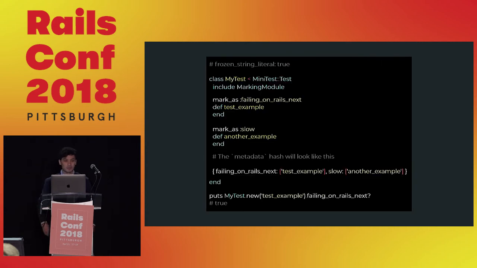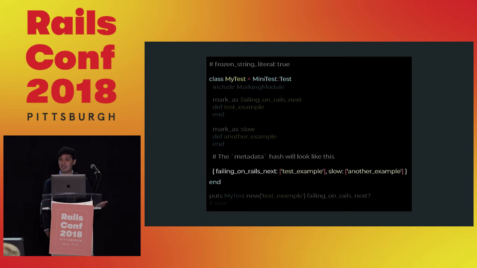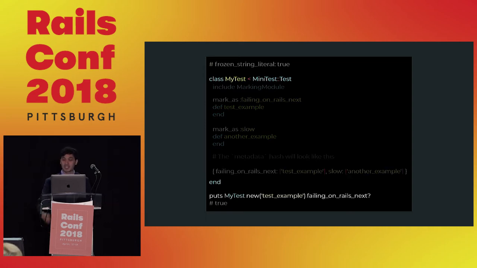So this is a concrete example. This is a test. We include the marking module. Then we have two tests that are marked with various tags. In the background, that's what the metadata hash will look like. So the keys are the tags, and the value is an array of the test names. And lastly, that's how we can check if a test is marked or not.